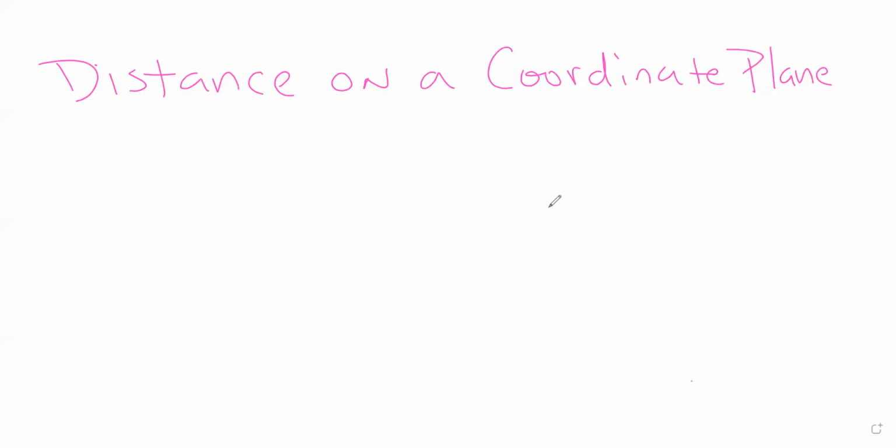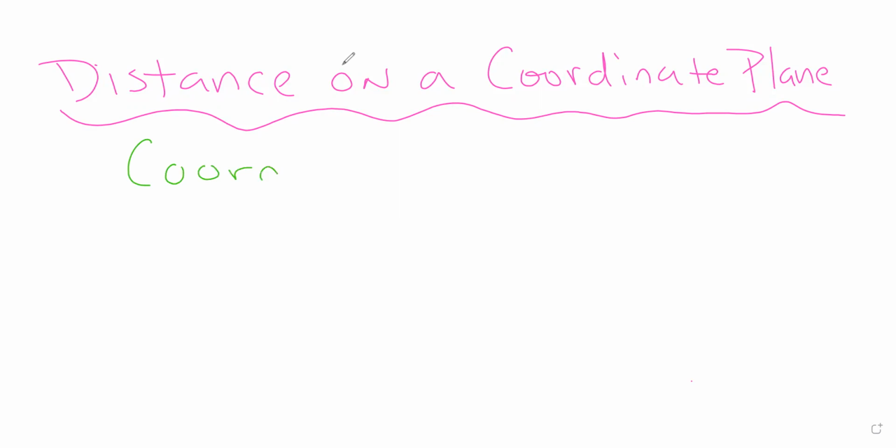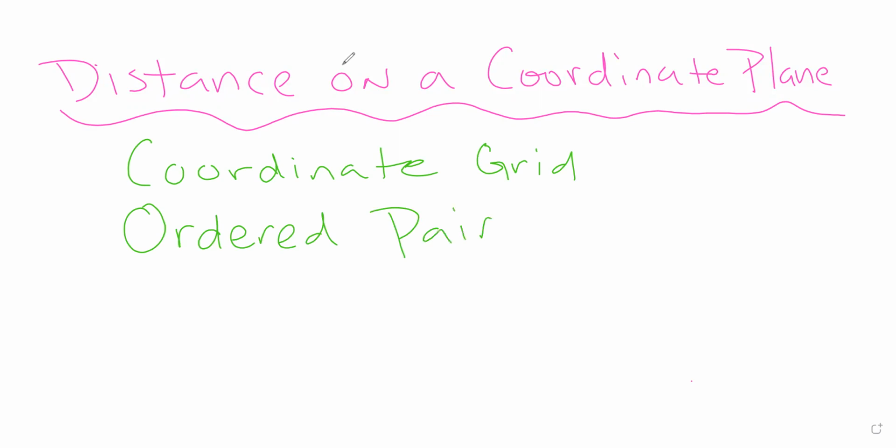Well, hi everyone. Welcome to today's video where we're going to be talking about the distance on a coordinate plane. In our last video, we did kind of get into this idea of a coordinate grid, and also our ordered pairs, and really what all of that means, right? This idea of a coordinate is location.